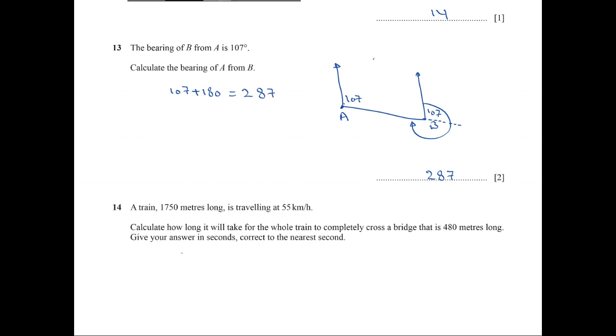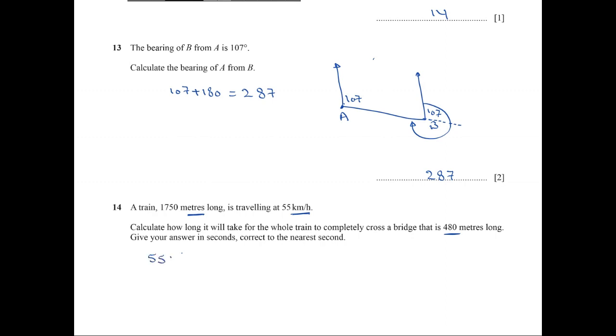Question 14. A train 1750 meters long is traveling at 55 kilometers per hour. Now we can see that the units are different. Calculate how long it will take for the whole train to completely cross a bridge that is 480 meters long. Give your answer in seconds.